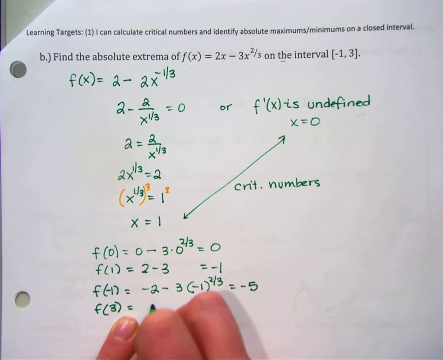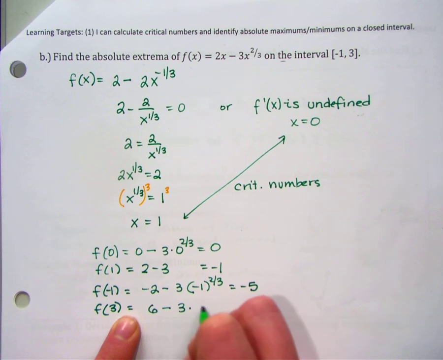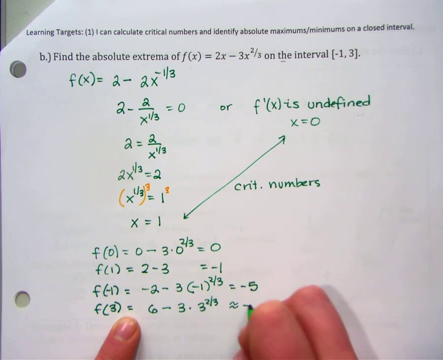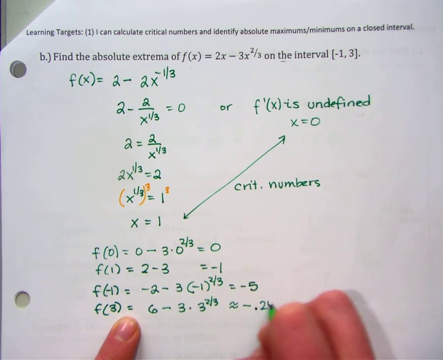And if I plug in 3, I'll get 6 minus 3 times 3 to the 2/3. And this one's not so friendly. You probably need a calculator just to type in and see what it was. You'll get negative 0.24 for your answer.